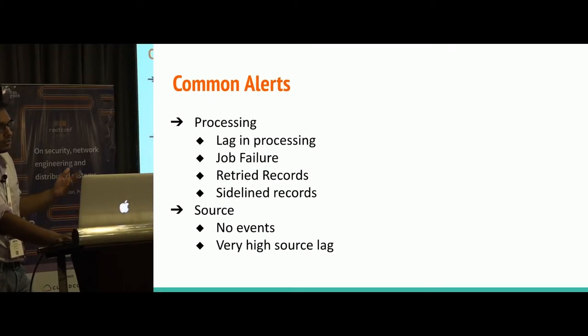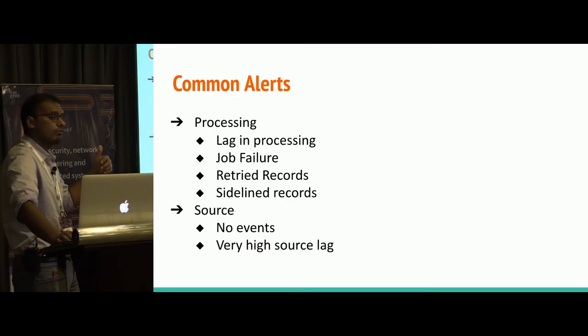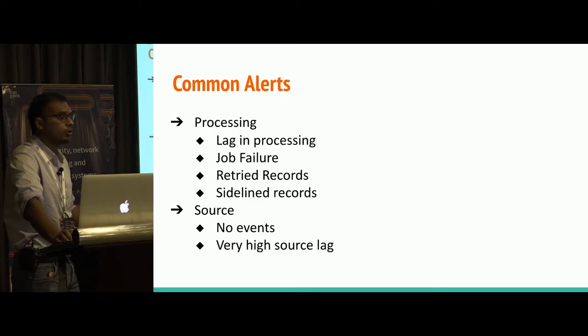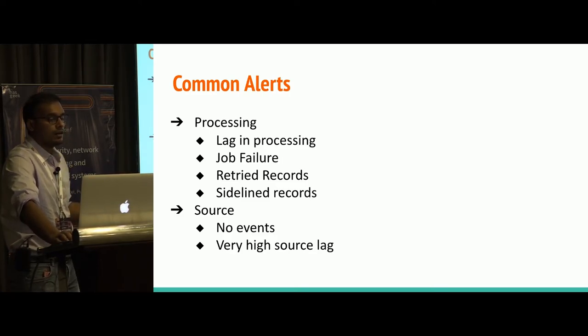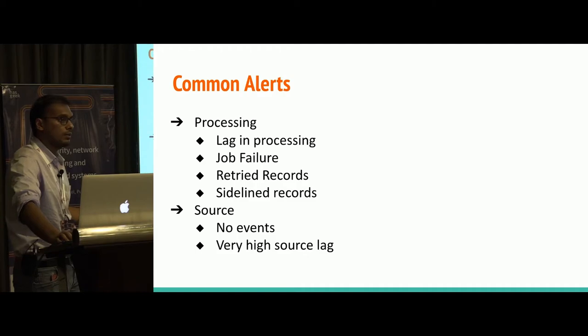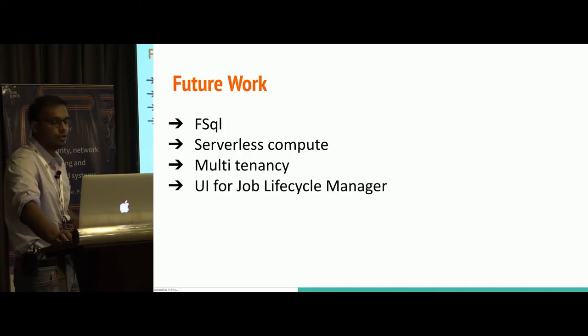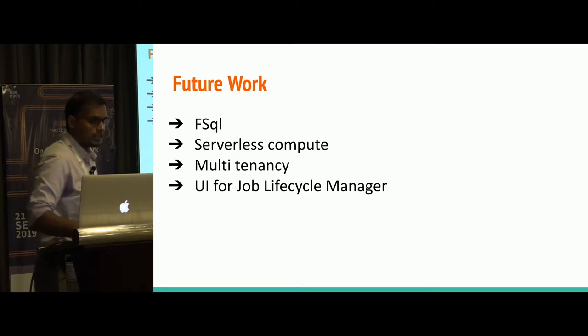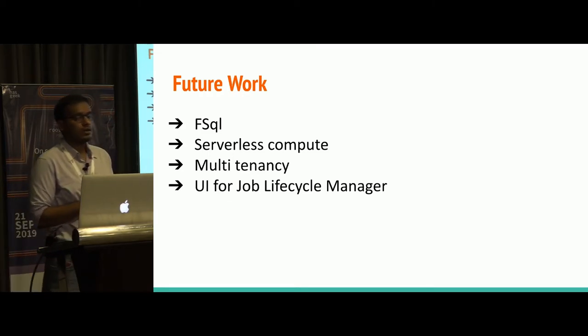Similarly, for alerts, some of the alerts that we have built internally: is there a lag in processing? Did the job fail? How many records are going into a sideline queue or a retry queue? Is there a source lag that is very high? So all these are alerts that we have built and made available out of the box for end users. So this is most of the work that we have done so far.